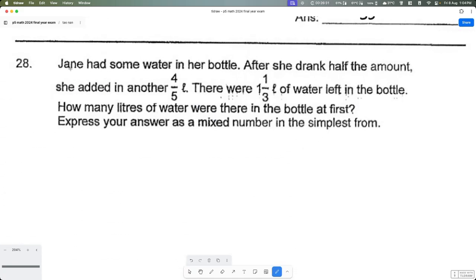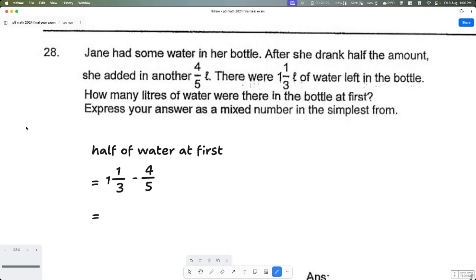Question 28. Jane had some water in a bottle. After she drank half the amount, she added in another 4 out of 5 liters. There were one third of the water left in the bottle. How many liters of water were there in the bottle in the first place? Express your answer as a mixed number. So you see, we work backwards.